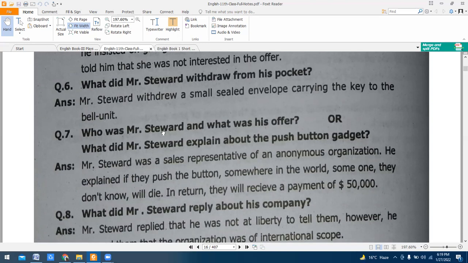Who was Mr. Stewart and what was his offer? Or what did Mr. Stewart explain about the push button gadget? Mr. Stewart was a sales representative of an anonymous organization. He explained if they push the button somewhere in the world, someone they don't know will die. In return, they will receive a payment of $50,000.